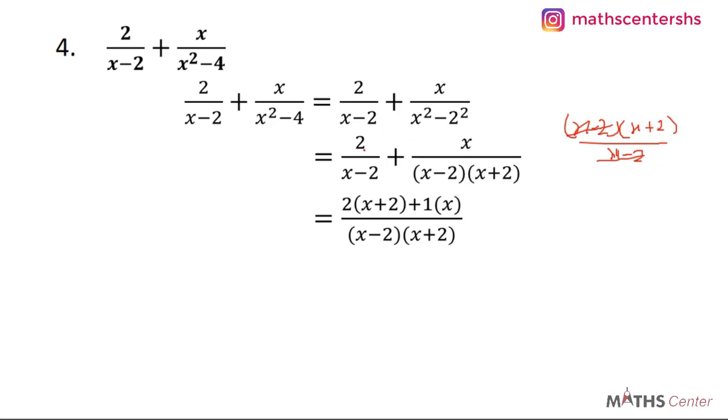The numerator is 2, so you multiply 2 by the result, which is 2 into bracket x plus 2. Once again, you are putting x plus 2 in a bracket because there are 2 terms there and 2 is only 1 term. Now we come to this part. For this part, the denominator is x minus 2, x plus 2, and the LCM is also x minus 2, x plus 2.